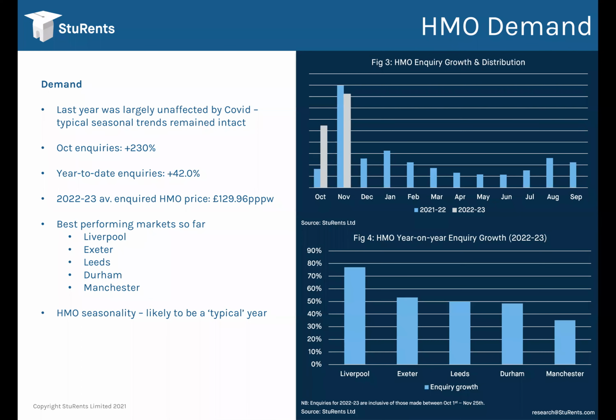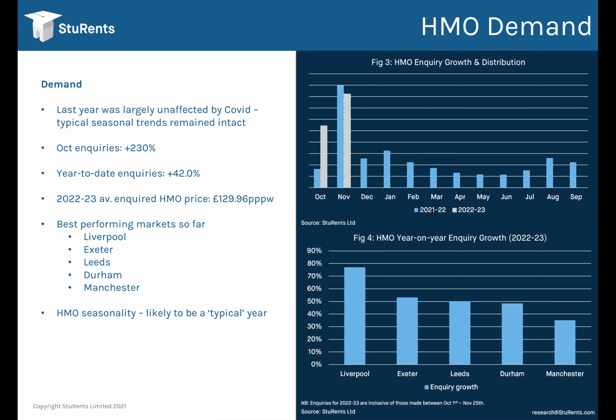In terms of what students are actually inquiring for in terms of price points, what we can see so far this season is that the average inquired price for an HMO property or bedroom is £129 or £130 or thereabouts, which is relatively high. And we'll see how that compares to the underlying rents shortly.